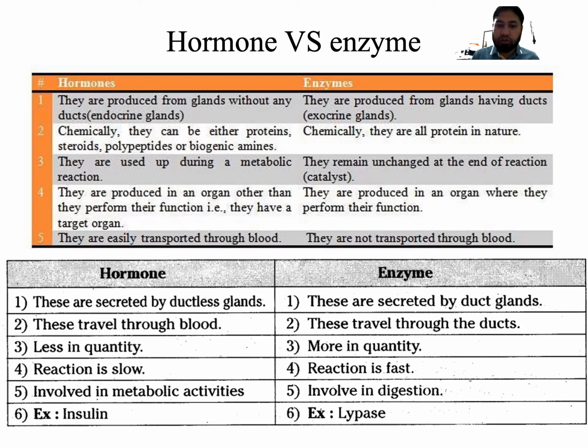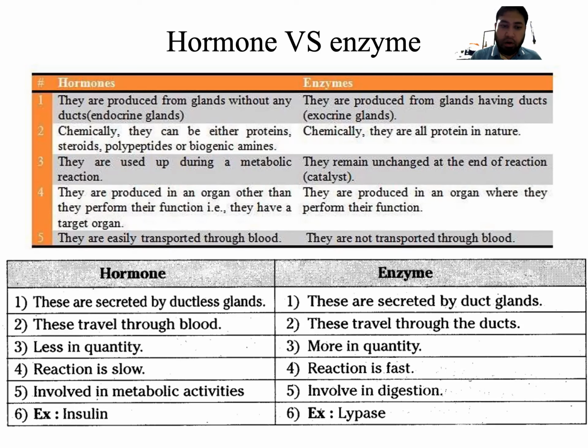Hormones travel through the blood. Enzymes can also travel through the ducts, and some of them can travel through the blood too, but most of them through the ducts. Hormones are very low in quantity. Enzymes are very high. Reaction of hormones, because they are very low in quantity, maybe the reaction is very slow, and the reaction is fast in enzymes.